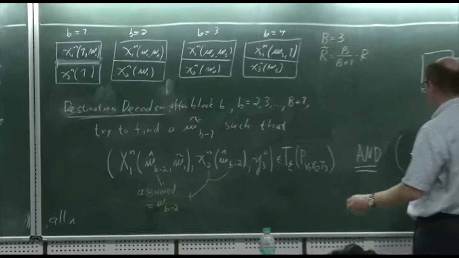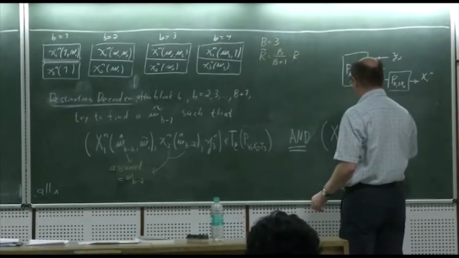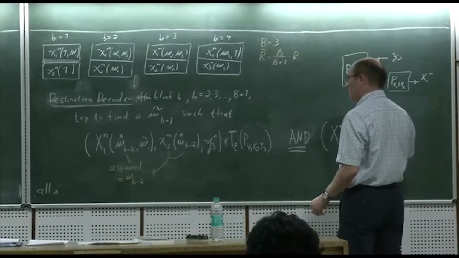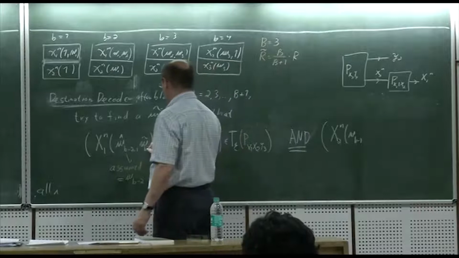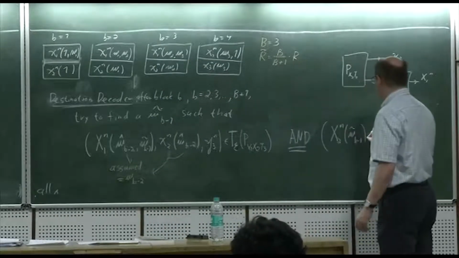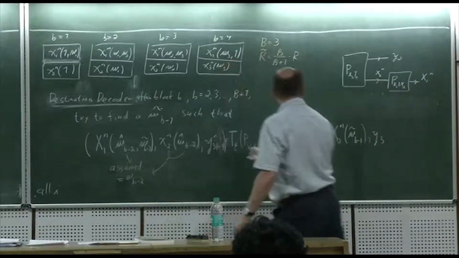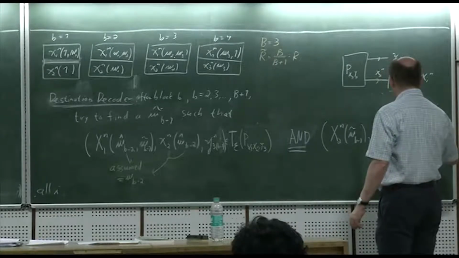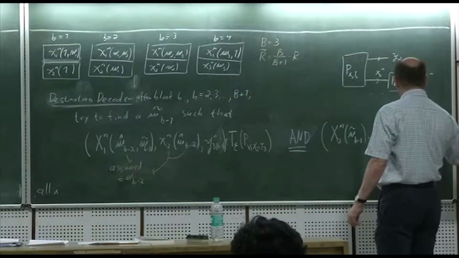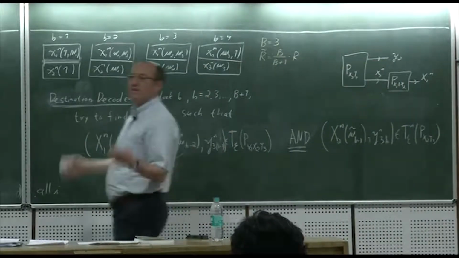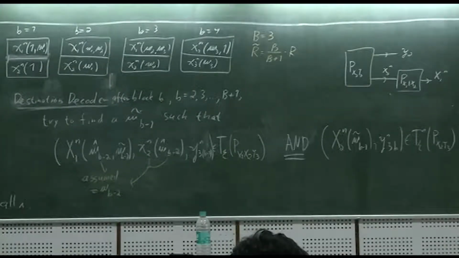Okay, and at the same time, we want x2n W_B minus 1 tilde. Oh, I should have put W_B minus 1 here. B minus 1 tilde, Y3 in block B minus 1, and this is block B, to be epsilon typical with respect to P x2, y3. Okay, that's the idea. So here we're getting an intersection of events, right? And hopefully that intersection will make things better, more stringent. Now, how do we analyze the probabilities, the probability of an intersection of two events?